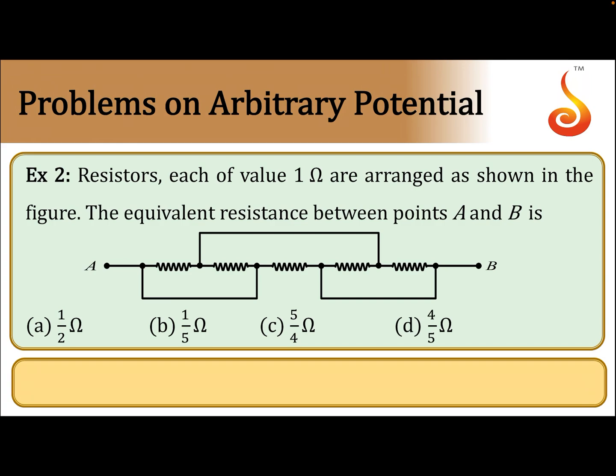Problems on arbitrary potential. Example number 2. Resistors, each of value 1 ohm, are arranged as shown in the figure. The equivalent resistance between the points A and B is. Options are 1 by 2 ohm, 1 by 5 ohm, 5 by 4 ohm, 4 by 5 ohm.